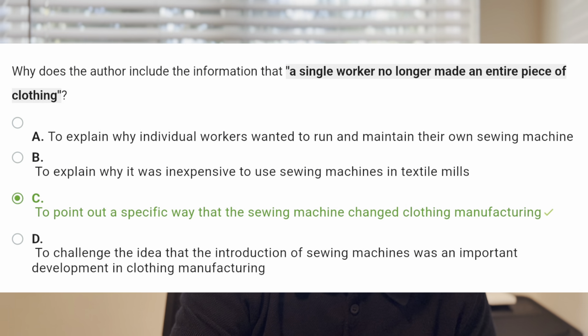So the correct answer would be C, which is to point out the specific way that the sewing machine changed clothing manufacturing. This is a really easy question if you see it, but you have to understand the first question, the second question, and then the whole broader perspective.